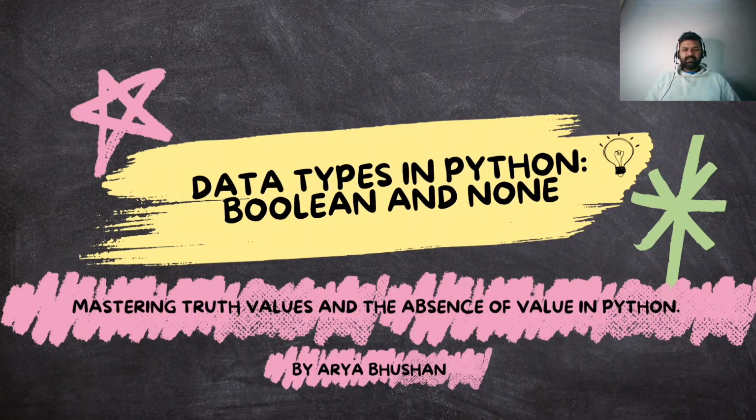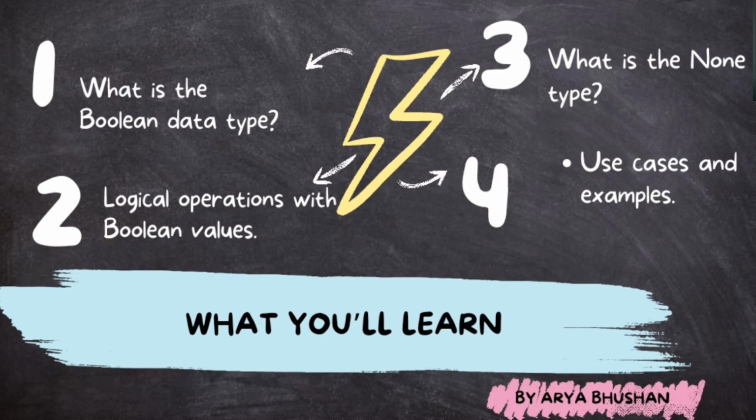Today we will learn about two key data types in Python, Boolean and None. So let's dive in. In this video, we will explore the definition of Boolean and None data types, Boolean operations and examples, the None data type and its role in Python, and common use cases of both.